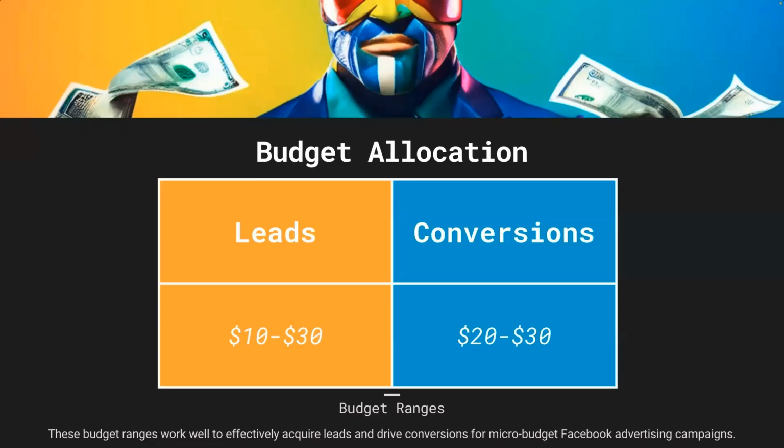Budget allocation. We've already talked about this before. So when we're getting set up, we're going to start the campaign, and we're just going to figure out, okay, what do we want to do? Do we want to start at $10 a day, $20 a day, or $30 a day? Is it $20 a day, $30 a day, $40 a day for conversions? What do we want to do? Okay.